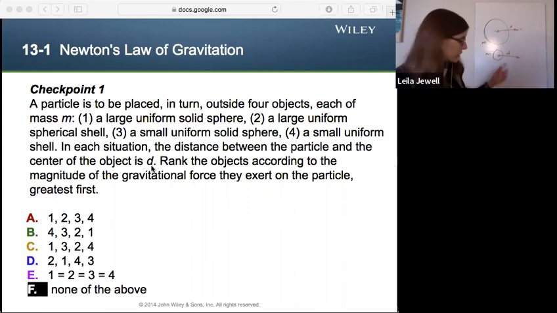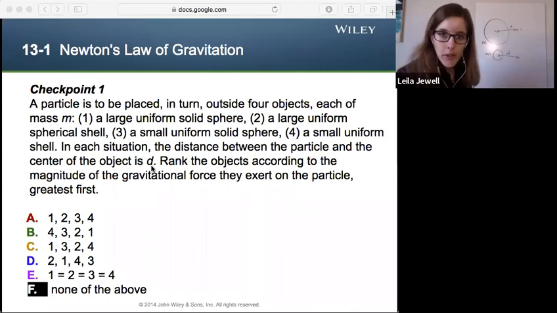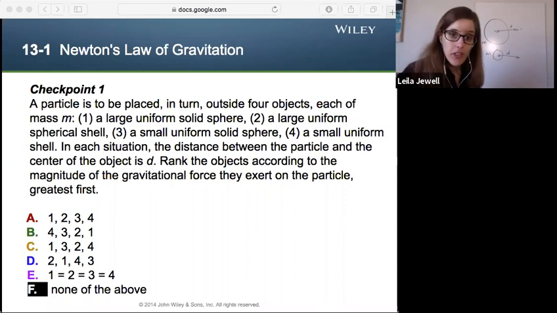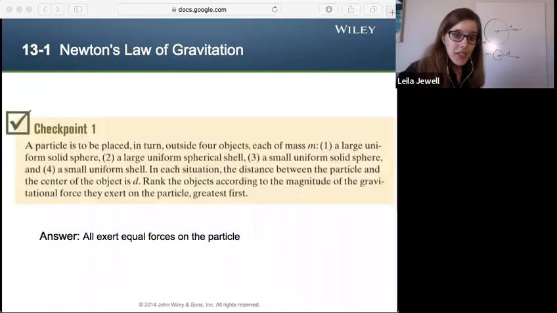What does this mean? Well, the small one is going to have to be probably much denser than the big one in order to have the same amount of mass with that much smaller volume or shell. But as long as it does have that same mass and the same distance from our point of interest, it is going to be equal forces from each of those on the particle. All right, that brings us through the end of section 13.1, Newton's law of gravitation.